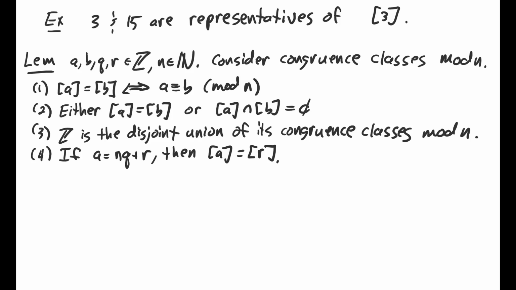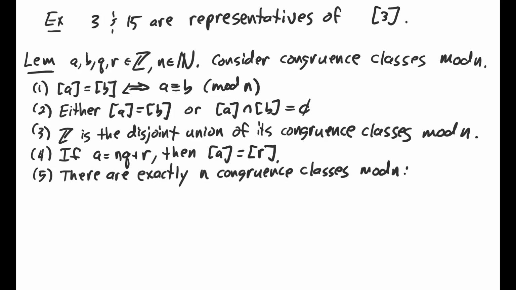All right. So divide a by n, and a is congruent to r. Number 5. There are exactly n congruence classes in Z, with mod n, of course, and you can even list them out. So here's one way to list them. 0, 1, 2, 3, and so forth, all the way up to n minus 1. And now those are the only ones.